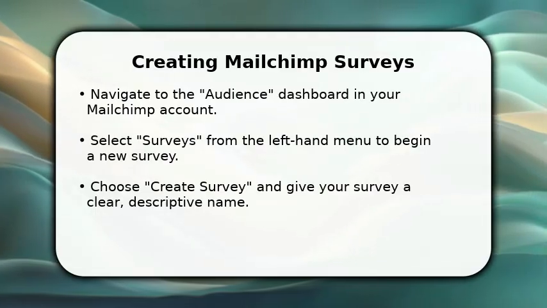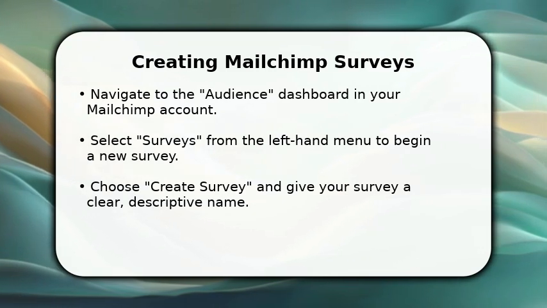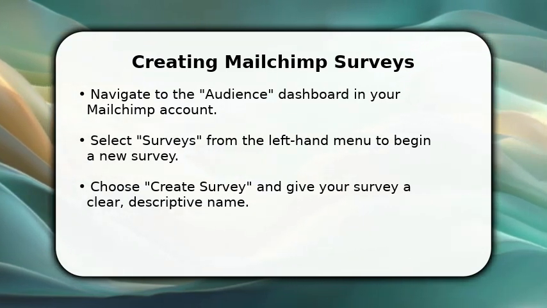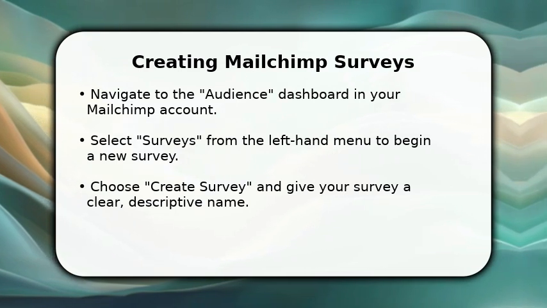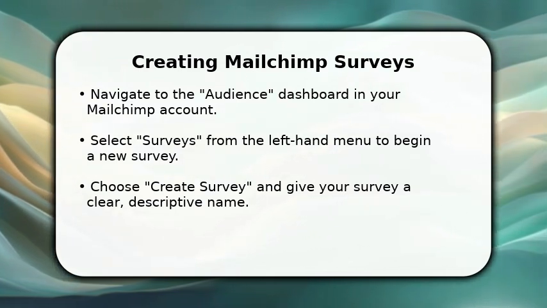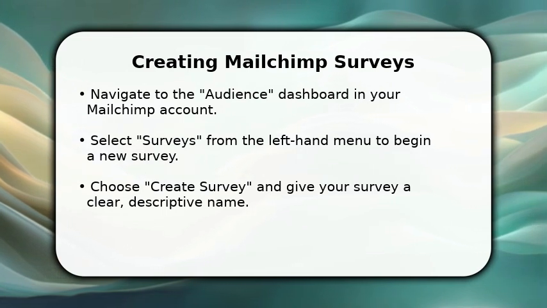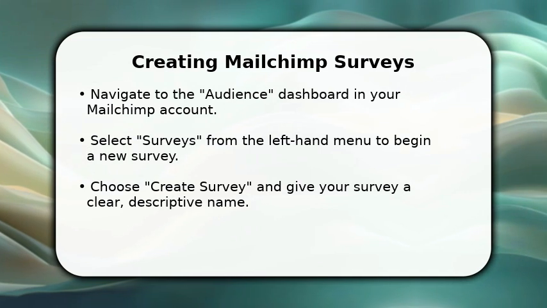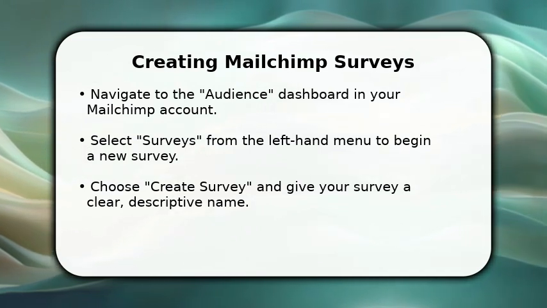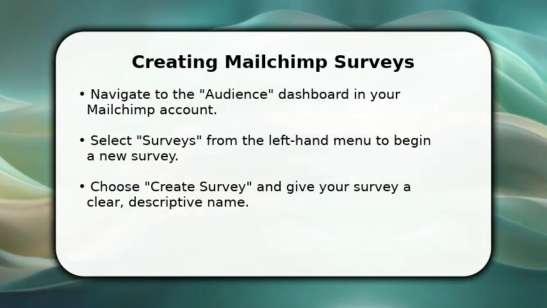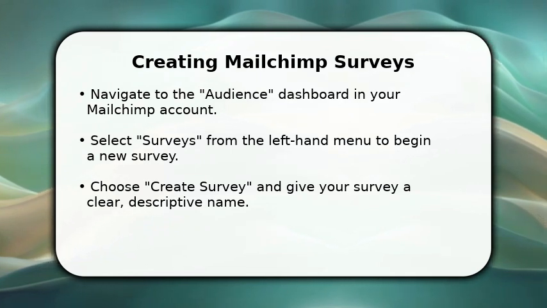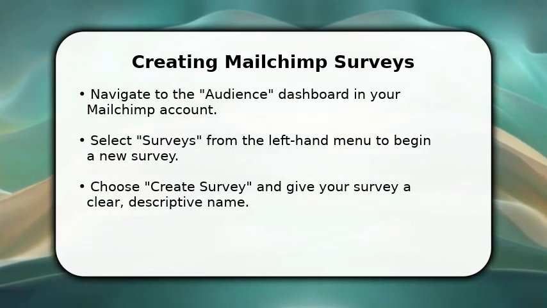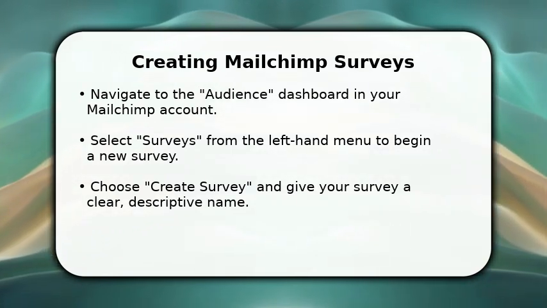In this video, I will explain how to create surveys in Mailchimp. First, log into your Mailchimp account and head over to the Audience section. From there, you'll find Surveys in the navigation menu on the left. Click on it and then select Create Survey to kick things off. Give your survey a clear, descriptive name so you can easily identify it later. This initial setup takes just a few moments, getting you ready for the next steps in building your effective survey.